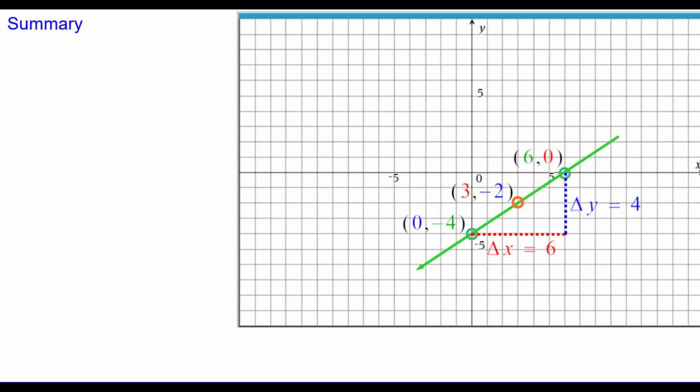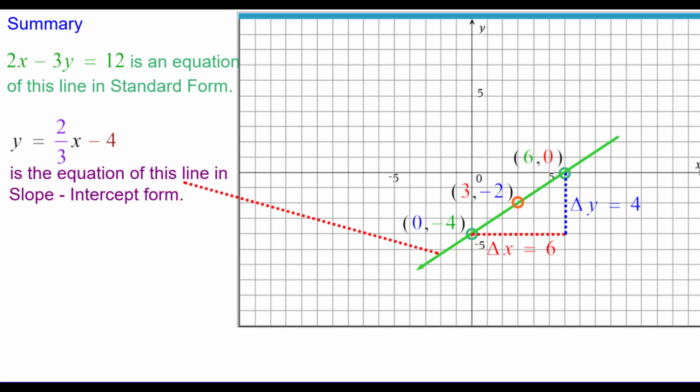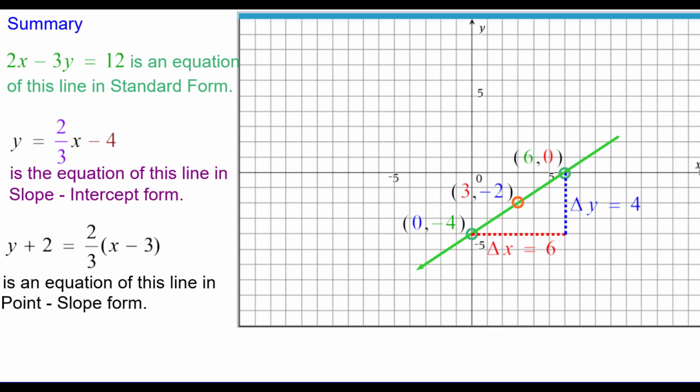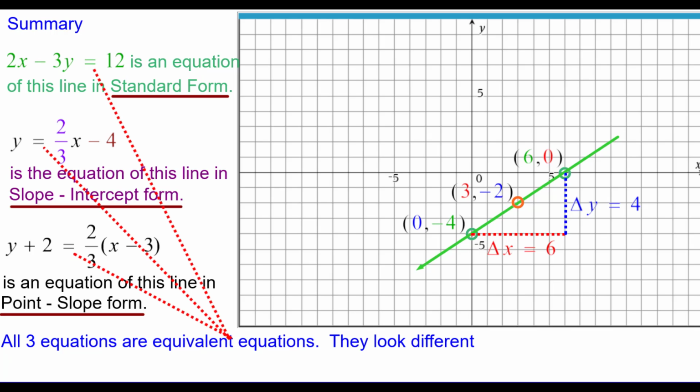So let's summarize this. Here's an equation of this line in standard form. This is the equation of the line in slope-intercept form. And this is an equation of this line in point-slope form. So we've got three forms here. All of the equations are equivalent equations. They look different, but they represent the same set of points, so they're called equivalent equations.